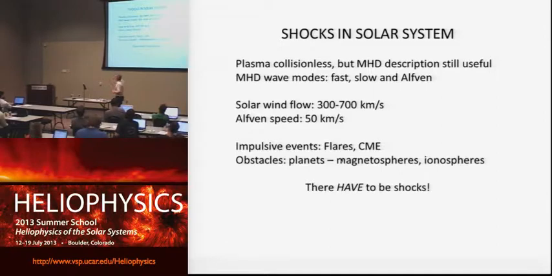On the other hand, in our system with the high solar wind flow, the Alfvén speed is only 50 kilometers per second. The fast mode speed is roughly speaking of the same order. And we know that there are also impulsive events in our system, like flares and CMEs. We know that we have obstacles like comets and planets, whether they're planets with magnetic fields or planets without magnetic fields. So we know really that there have to be shocks.